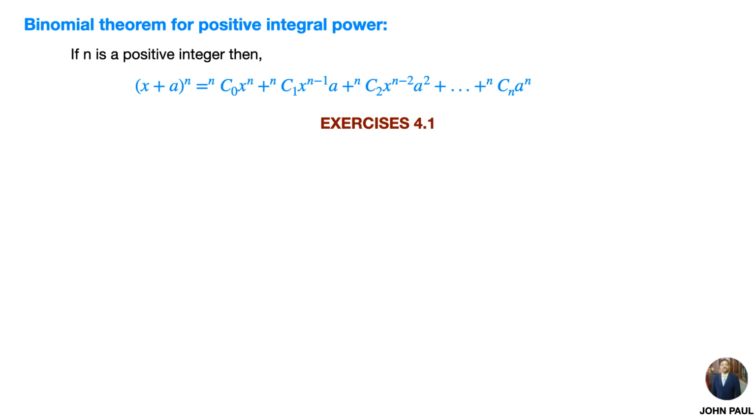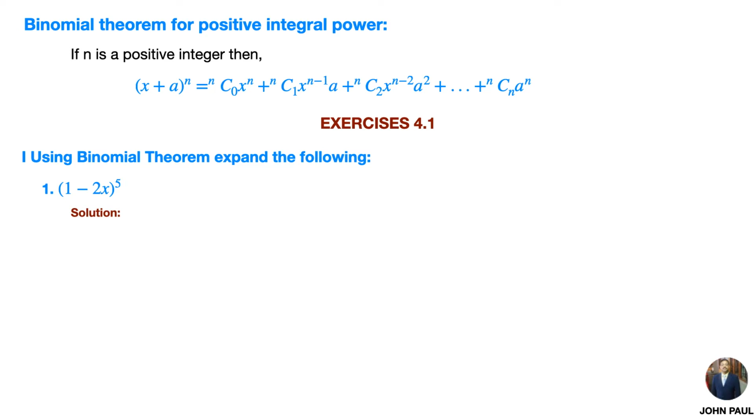So by using this binomial theorem, we will solve this exercise 4.1. Using binomial, expand. First one, (1 - 2x)^5 is given. First we will choose what our x, a and n values are. Solution: here n is 5, x is 1, and a we have to take as -2x, because the binomial theorem is (x + a)^n. So we are taking a as -2x.